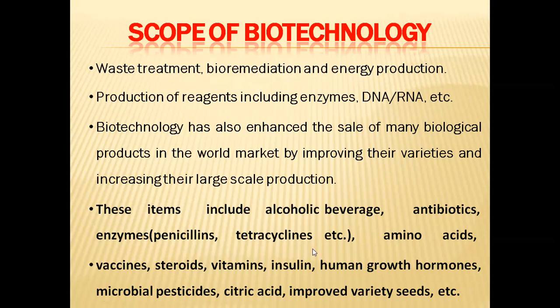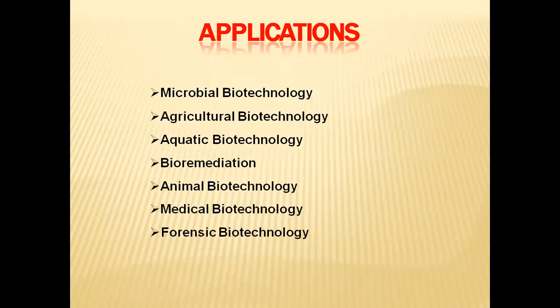And the improved varieties include alcoholic beverages, antibiotics, enzymes like penicillin, tetracyclines, etc., amino acids, vaccines, steroids, vitamins, insulin, human growth hormones, microbial pesticides, citric acid, improved varieties of seeds, etc. So this is about the scope of biotechnology.